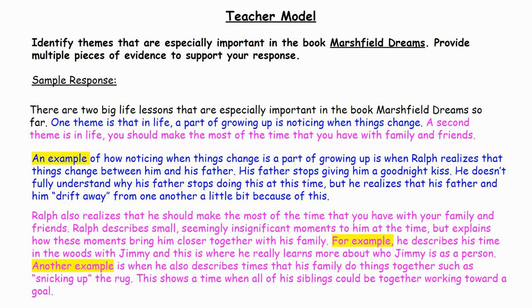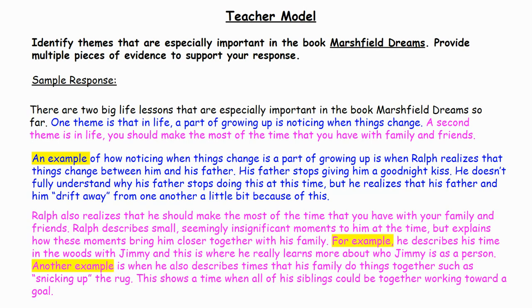Okay, and then the second part here is going to be supporting my second theme. So Ralph also realizes that he should make the most of the time that you have with your family and friends. Ralph describes small, seemingly insignificant moments to him at the time, but explains how these moments bring him closer together with his family. For example, he describes his time in the woods with Jimmy, and this is where he really learns more about who Jimmy is as a person. Another example is when he also describes times that his family do things together, such as sneaking up the rug. This shows a time when all of his siblings could be together working toward a goal.